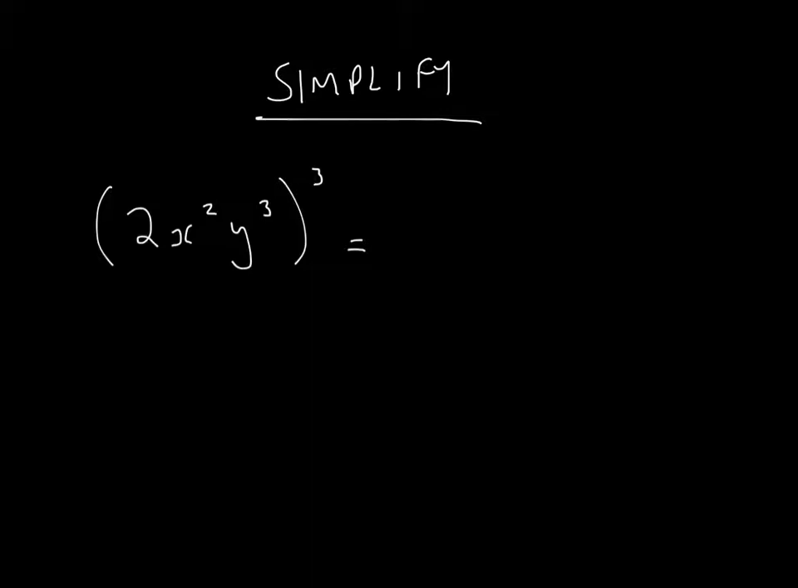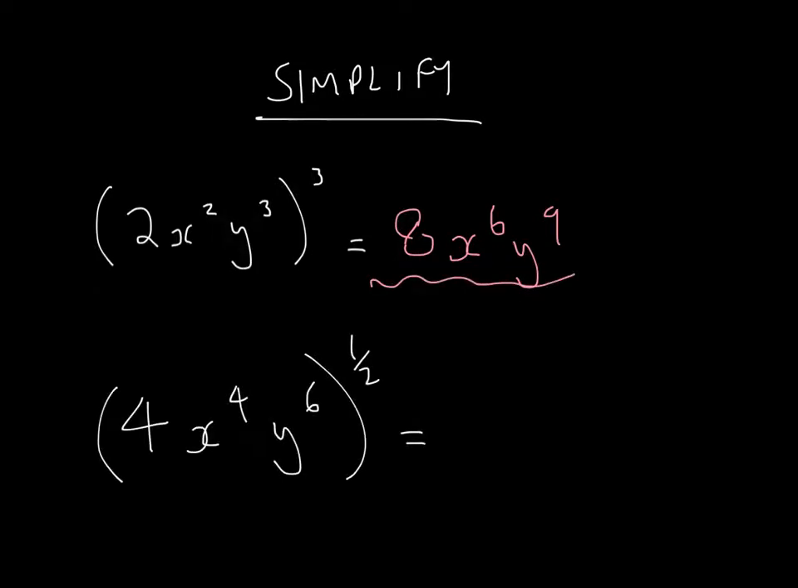So looking at simplifying with powers, the 3 here is going to cause me to cube everything. So I'm going to cube the 2. So 2 cubed is 8. But remember that when you're working with this and this, the shortcut is you can just multiply them by each other. So that is x^6, and this would be y^9. Simples.